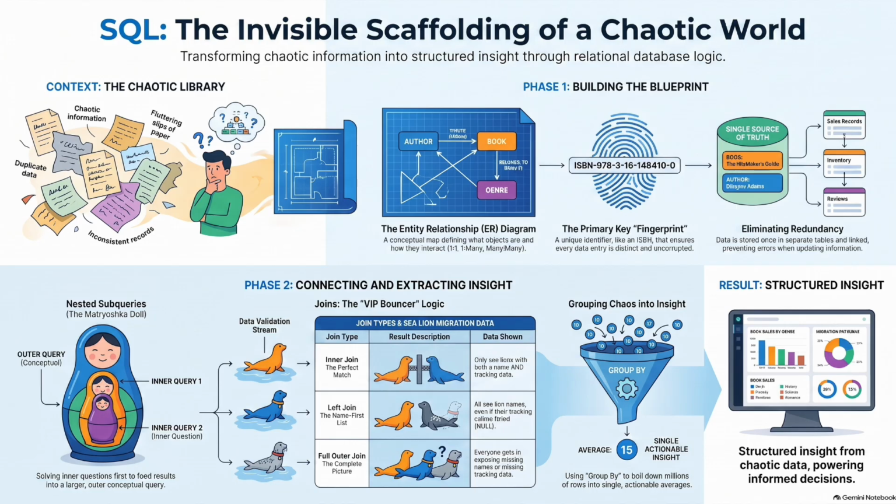Wait, so if I want everyone, even the ones missing data, do I just tell the bouncer to tear up the guest list entirely? Not exactly tear it up, but you change their instructions. We have three types of outer joins. First, the left outer join. This tells the database, keep absolutely everyone from the left-hand table, in this case, the names table, and bring in whatever migration data you can find to match. So Jolie gets into the party this time. She does, but because she has no tracking data, her distance and days columns just say NULL.